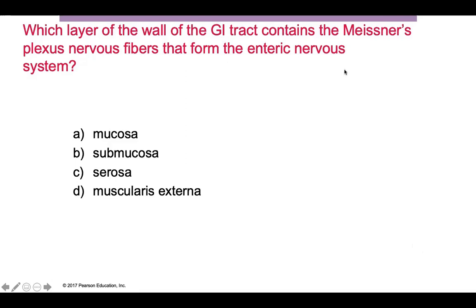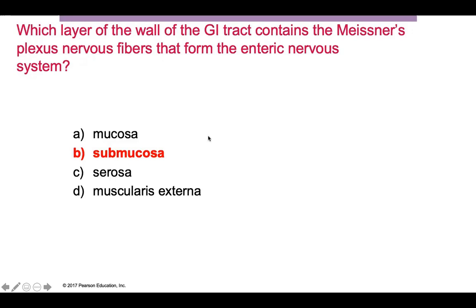Okay, so a lot of response for B. Which layer of the wall of the GI tract contains the Meissner's plexus nervous fibers that form the enteric nervous system? And B is correct. So that's going to be the submucosa, which has the submucosal plexus, also known as the Meissner's plexus.